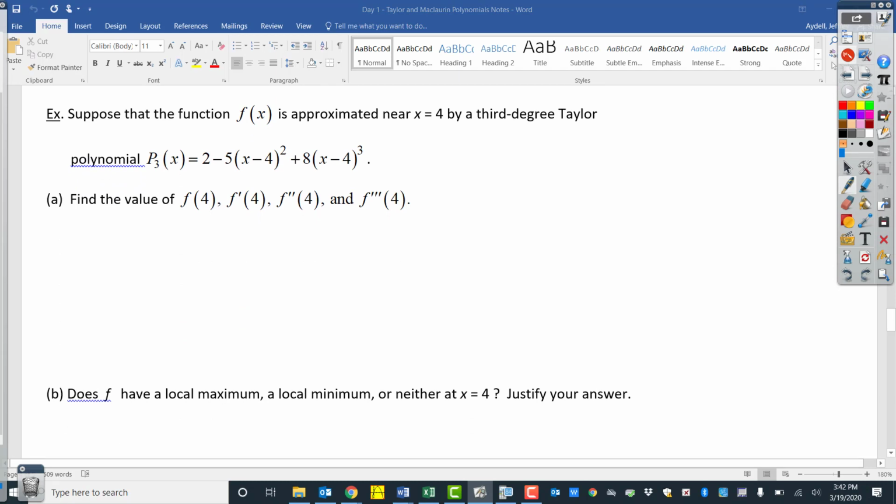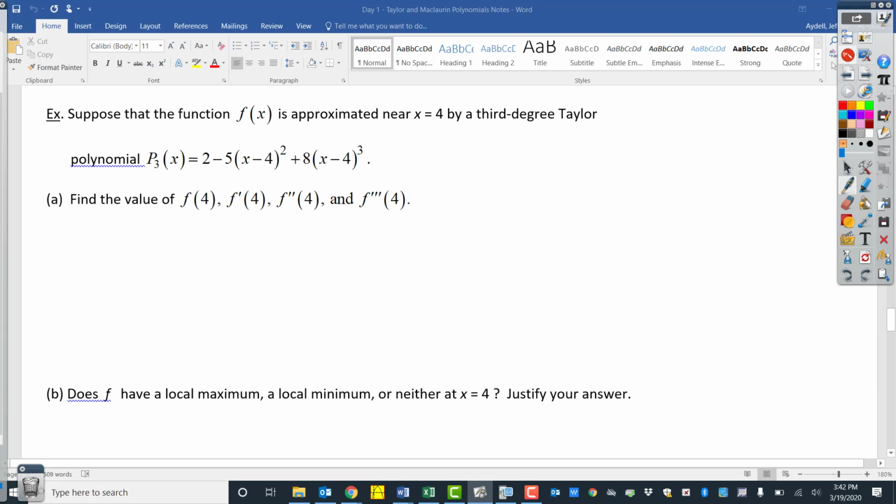Suppose that a function f of x is approximated near x equals 4 by a third degree Taylor polynomial, P sub 3 of x equals 2 minus 5(x minus 4) squared plus 8(x minus 4) cubed. Find the value of f of 4, f prime of 4, f double prime of 4, and f triple prime of 4. I'll give you all a second to try and figure this out on your own first. Go ahead and pause your video and think about it.